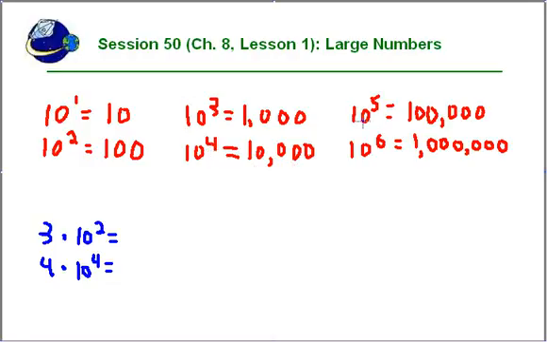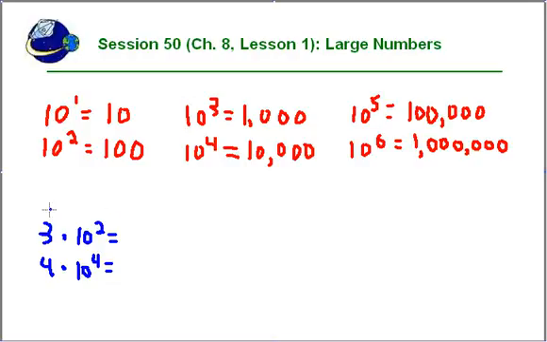10 to the fifth, 10 times 10 times 10 times 10 times 10, which is 100,000. And lastly, 10 to the sixth would be 10 times 10 times 10 times 10 times 10 times 10, which gives us 1,000,000. And then exponents go on indefinitely. We can have 10 to the 7th, 10 to the 8th, 10 to the 95th, and so on. But exponents become very important as we use scientific notation. Exponents can help us represent numbers that are very large.